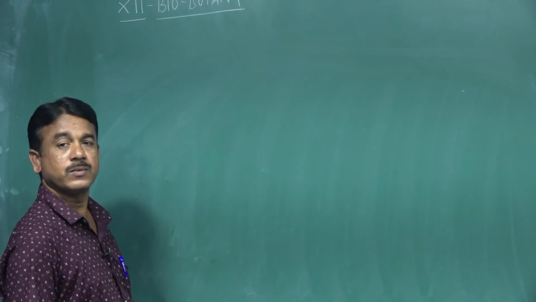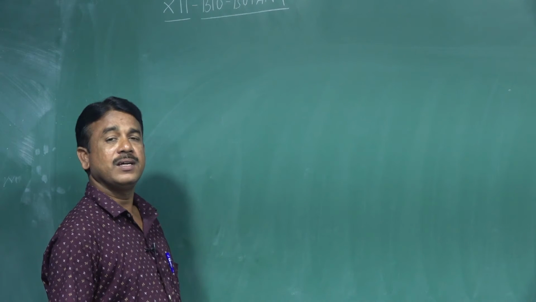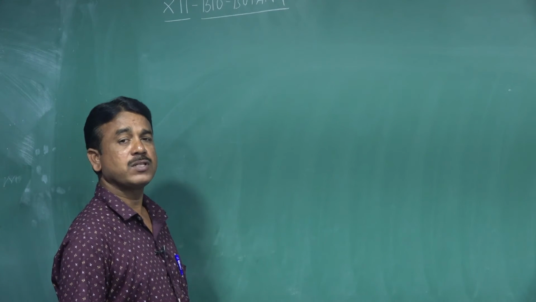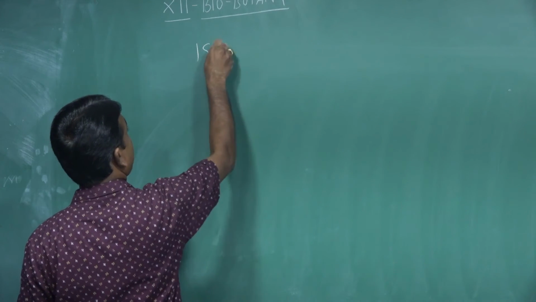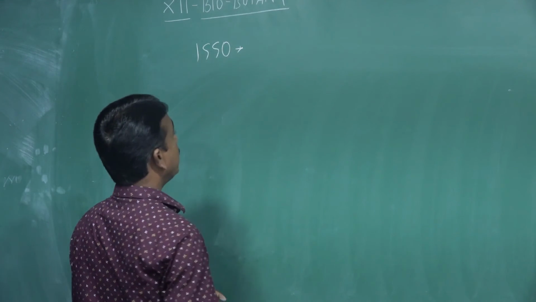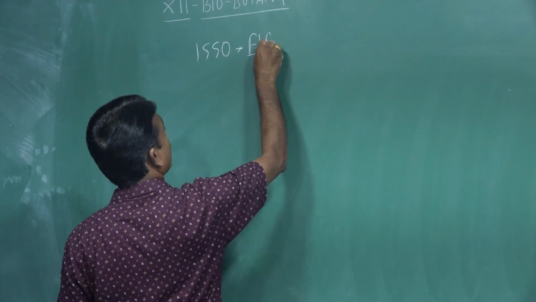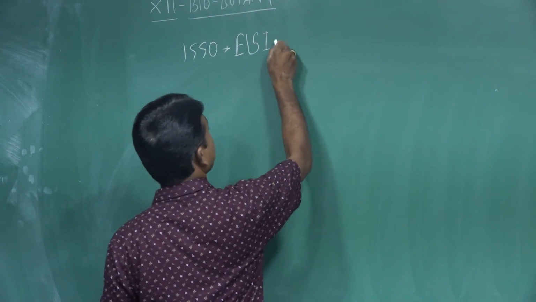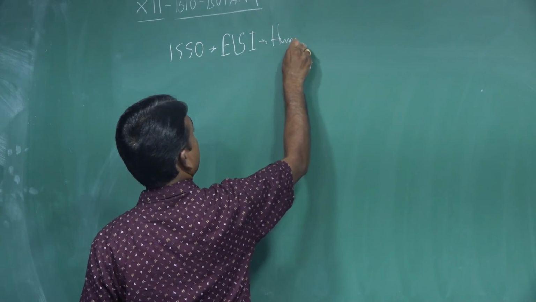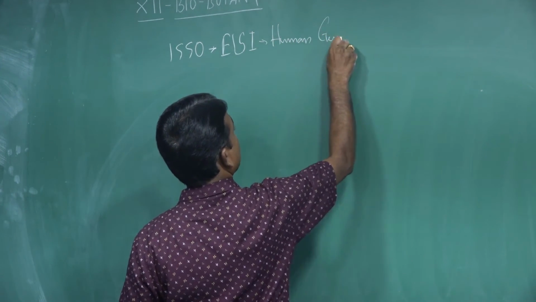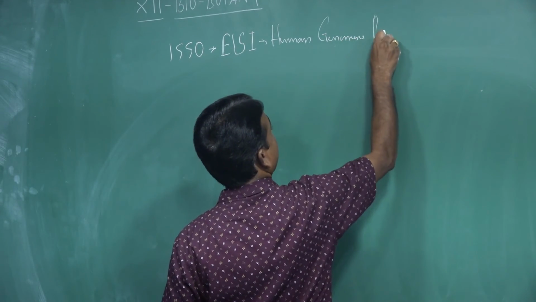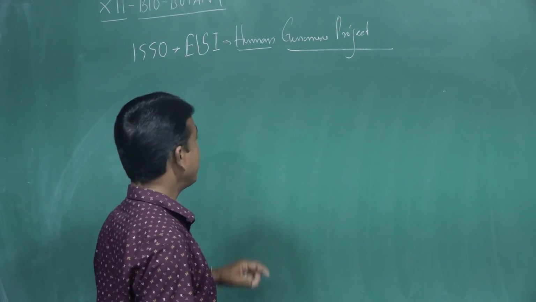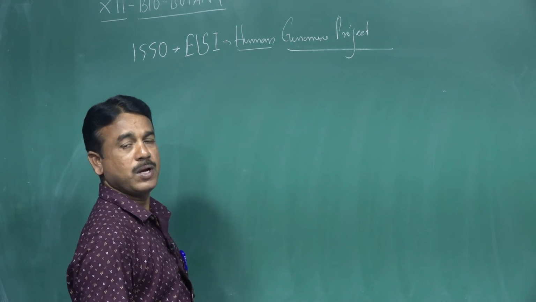Here, the ELSI program, commonly called the Ethical, Legal and Social Implications program, was founded in 1990. That ELSI program is always accompanied with the Human Genome Project. What is it? The ELSI program is always accompanied with the Human Genome Project.